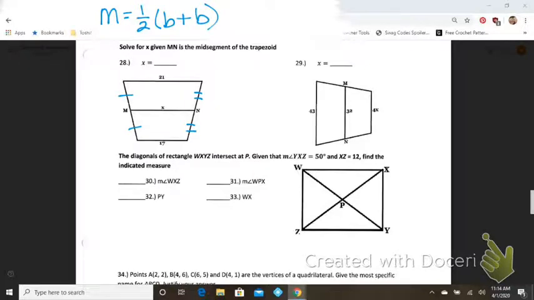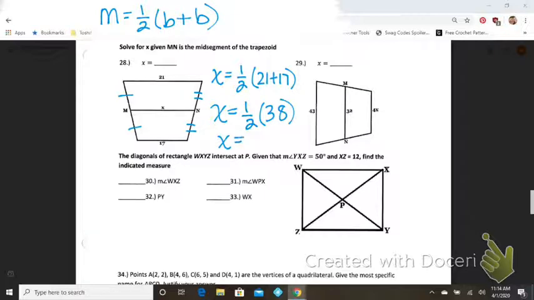So in this case, x is the midsegment, so x is equal to half the sum of the bases. The bases are 21 and 17. So then you just need to do some simplifying, order of operations. Half of 38 is 19. That is our value for x.